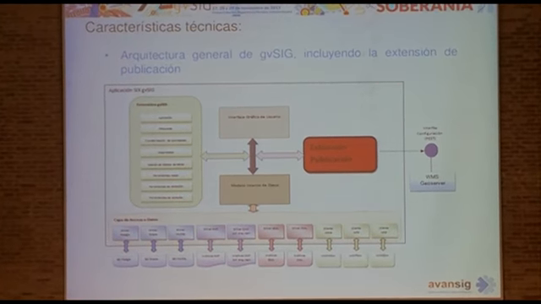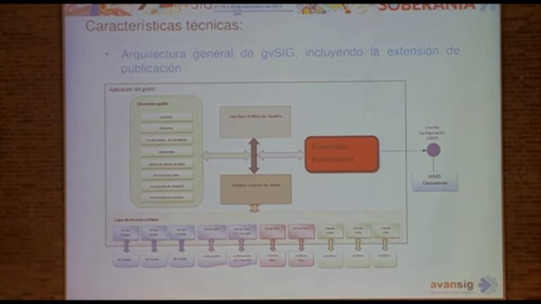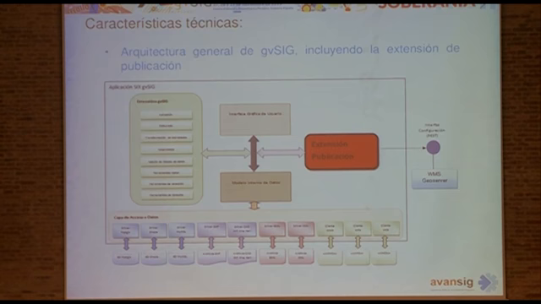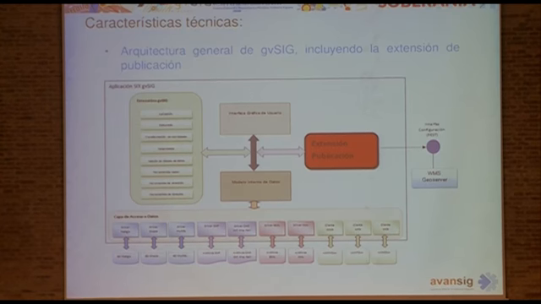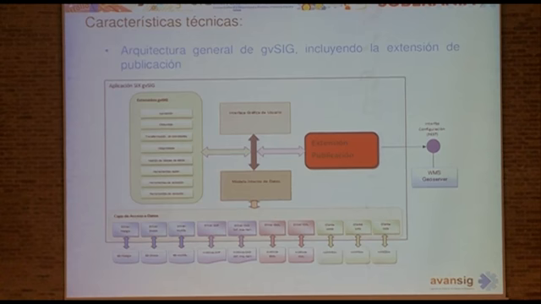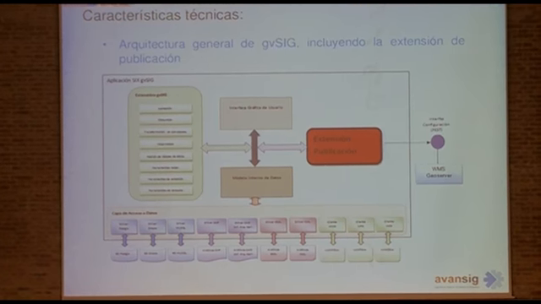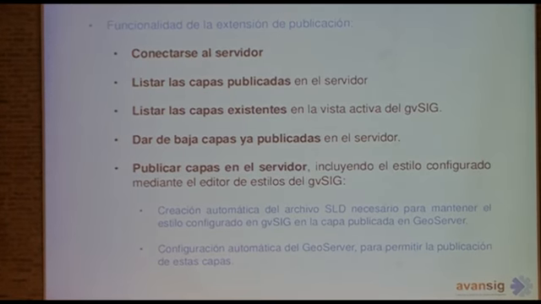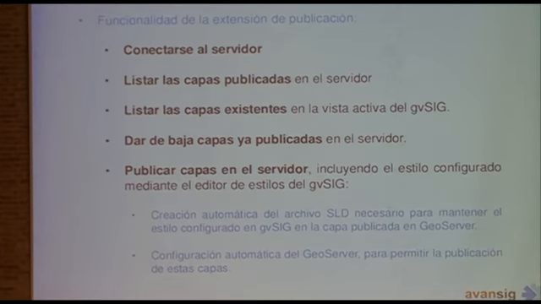Here we have a small architecture of gvSIG where we see that the publication extension is going to be processed like any other extension of gvSIG. It will make use of the user interface, and this is an interface which works as usual.